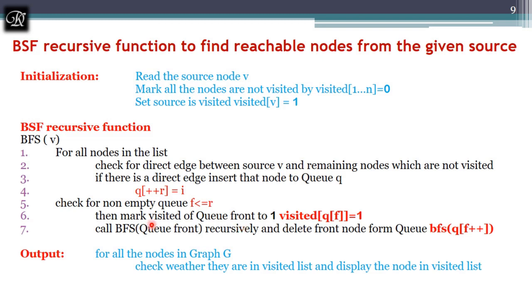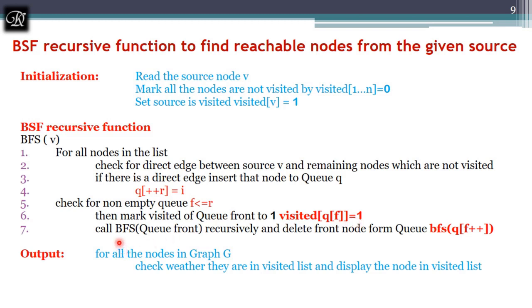So now I am going to mark the front element in the queue as visited. That is why I am writing visited of q of f is equal to 1. I am marking q of f, which is the node, on the visited array. I am going to mark it as 1.